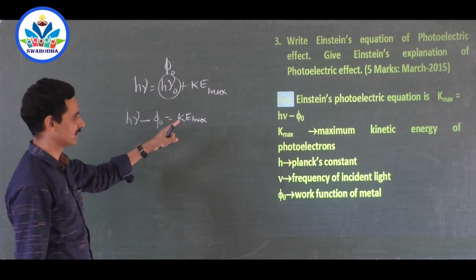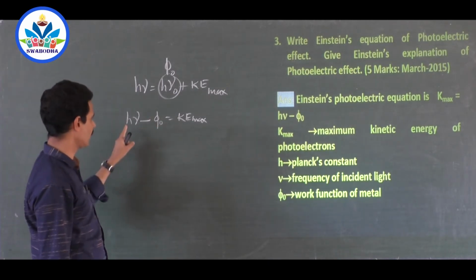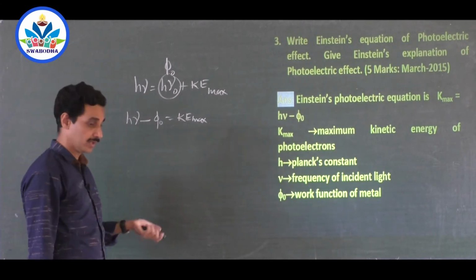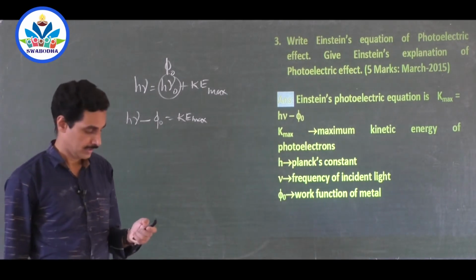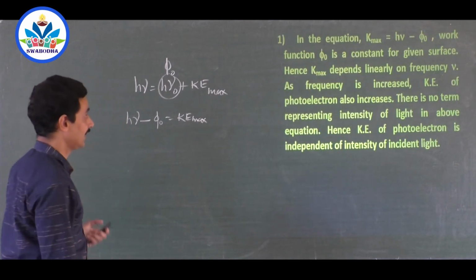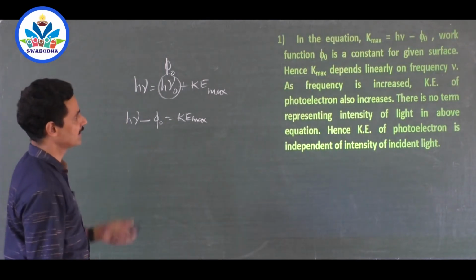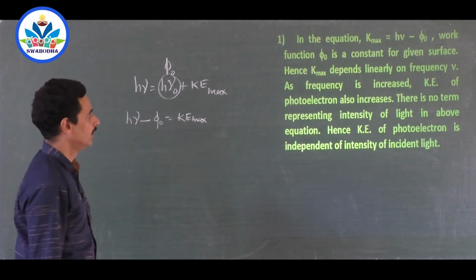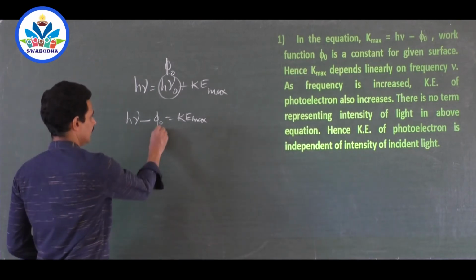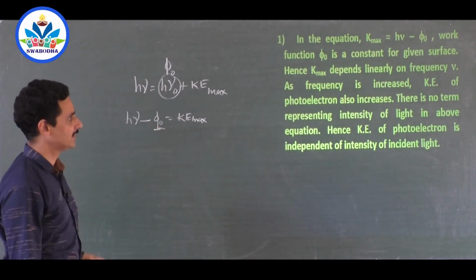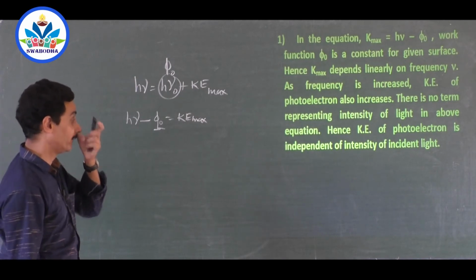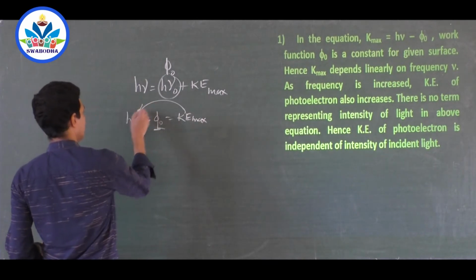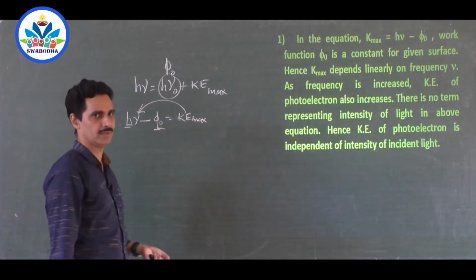Kinetic energy maximum is the maximum kinetic energy of photoelectrons. h is Planck's constant, and nu is the frequency of incident radiation. Phi naught is the work function of the metal. You have to explain the terms. That is very important. Yes, moving on. What are Einstein's explanations? In the equation, kinetic energy maximum is equal to h nu minus phi naught. Work function phi naught is a constant. h is also a constant. So kinetic energy maximum depends linearly, directly, on the frequency.